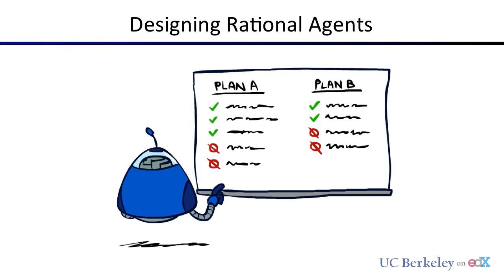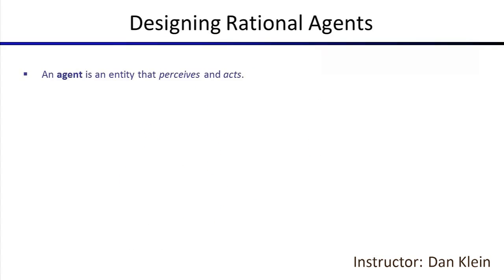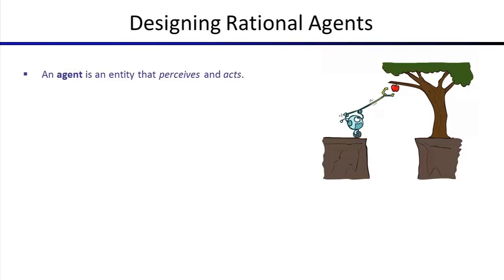What do we do in this course? We design rational agents. What's that? An agent is some entity that perceives and acts. What does that mean? Well, here's an agent. Here's an agent that's trying to get at some kind of apple. We'll come back to this agent again later.